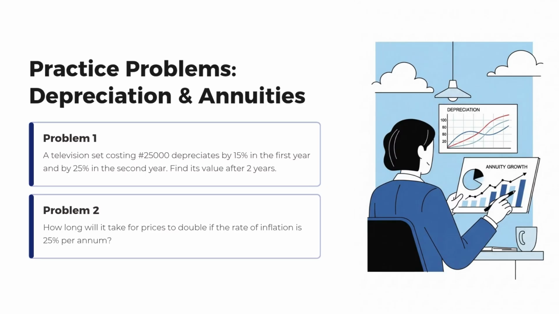Practice problems, depreciation and annuities. Problem 1. A television set costing 25,000 naira depreciates by 15% in the first year, and by 25% in the second year. Find its value after 2 years. Problem 2. How long will it take for prices to double, if the rate of inflation is 25% per annum?